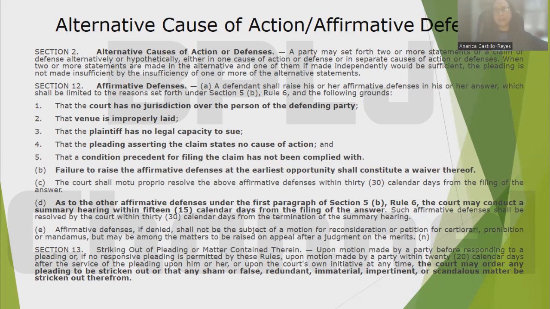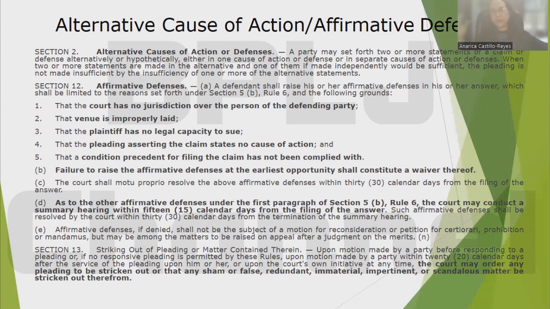A defendant shall raise his affirmative defense in his answer, which shall be limited to the following grounds: that the court has no jurisdiction over the person of the defending party. So when you say no jurisdiction over the person of the defendant party, that means invalid or ineffective service of summons. That venue is improperly laid, that the plaintiff has no legal capacity to sue, that the pleading asserting the claim states no cause of action, that a condition precedent for filing the claim has not been complied with, and failure to raise the affirmative defenses at the earliest opportunity shall constitute a waiver thereof.